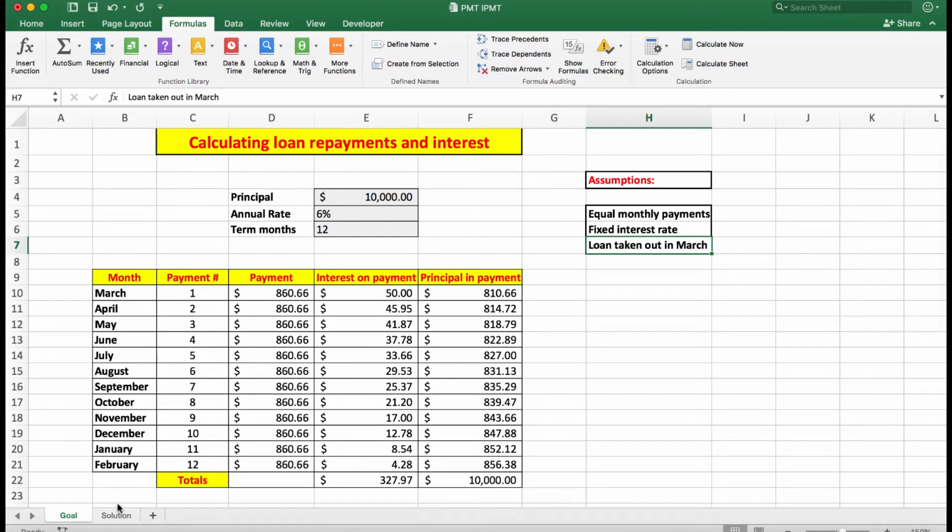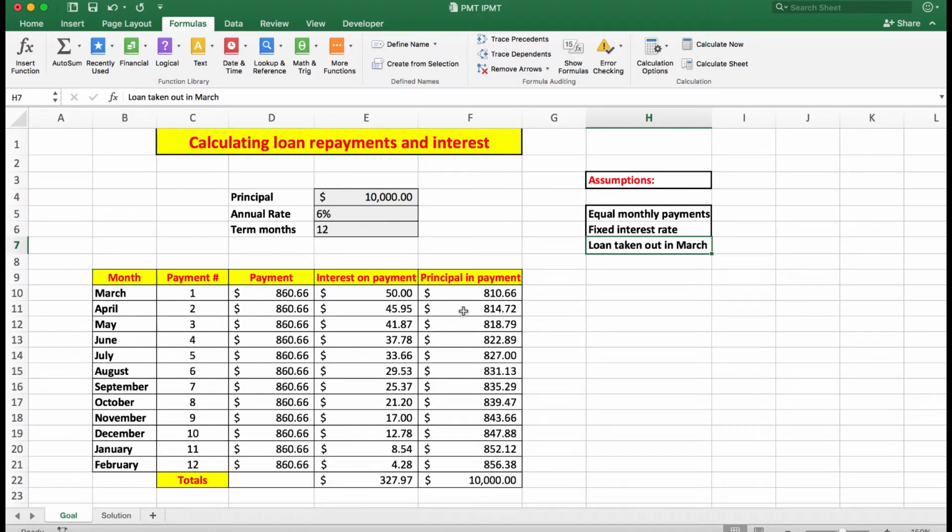So here is our goal. We want to look at a principal of $10,000, an annual rate of 6% over a 12-month term, and we'll assume that we want equal monthly payments with a fixed interest rate and the loan taken out in March. So we can see here that our monthly repayment is $860.66.